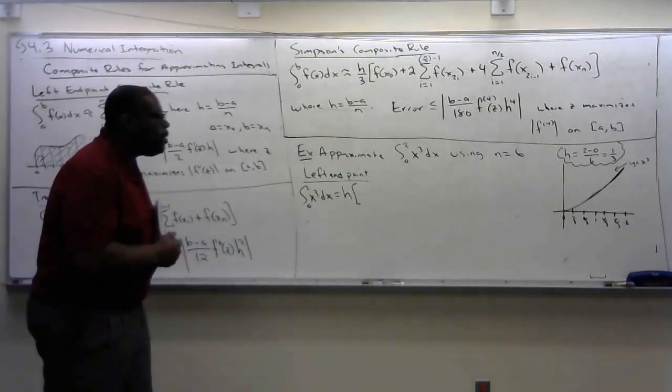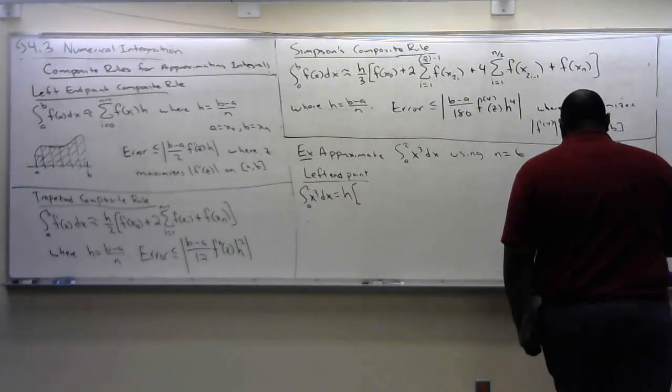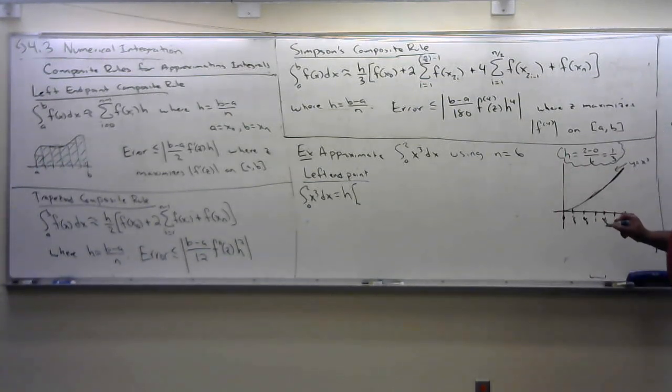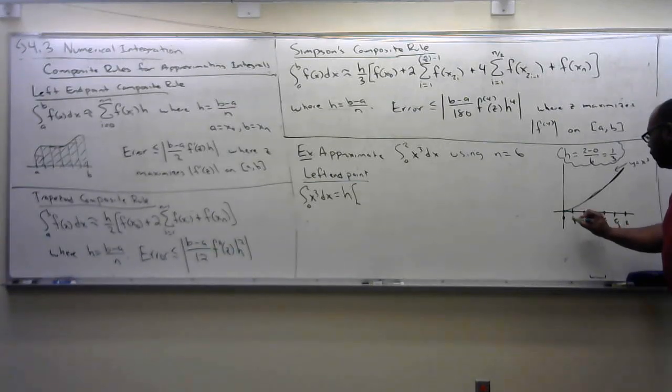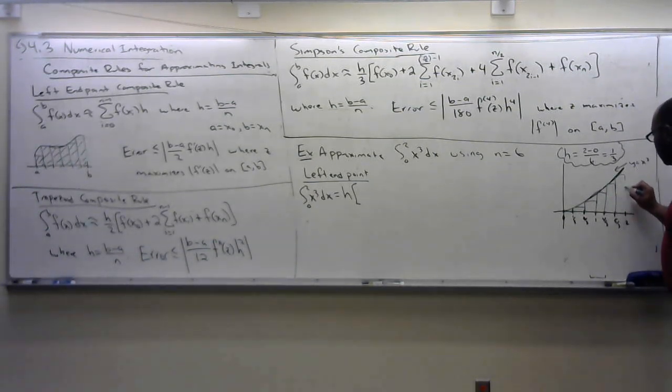Right, when I break this up, I'm going to have 6 approximations, right? One from here to here. From 0 to 1/3, one from 1/3 to 2/3, one from 2/3 to 3/3, one from 3/3 to 4/3, one from 4/3 to 5/3, one from 5/3 to 6/3 of 2. Each one of these represents an approximation.